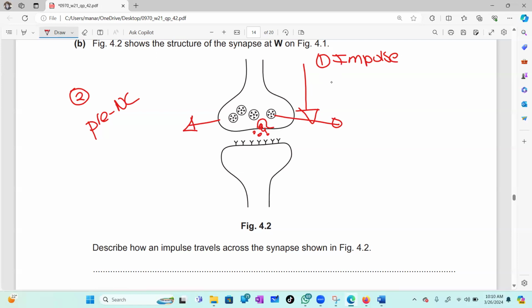And these neurotransmitters will move across the synaptic cleft by diffusion. And then what are the last 2 sentences? They will fuse with the complementary receptors on the postsynaptic neuron. Very good. And then this will generate an impulse in the postsynaptic neuron. Very easy.